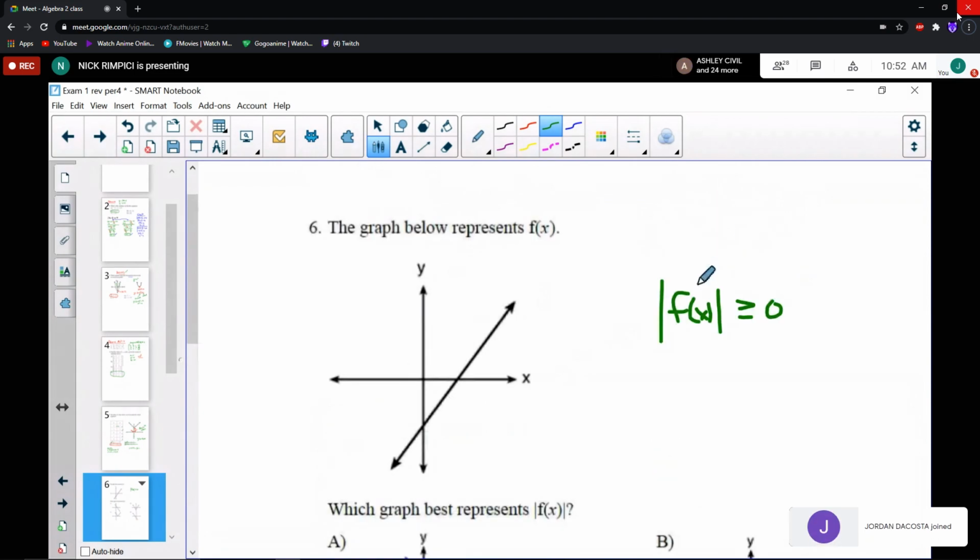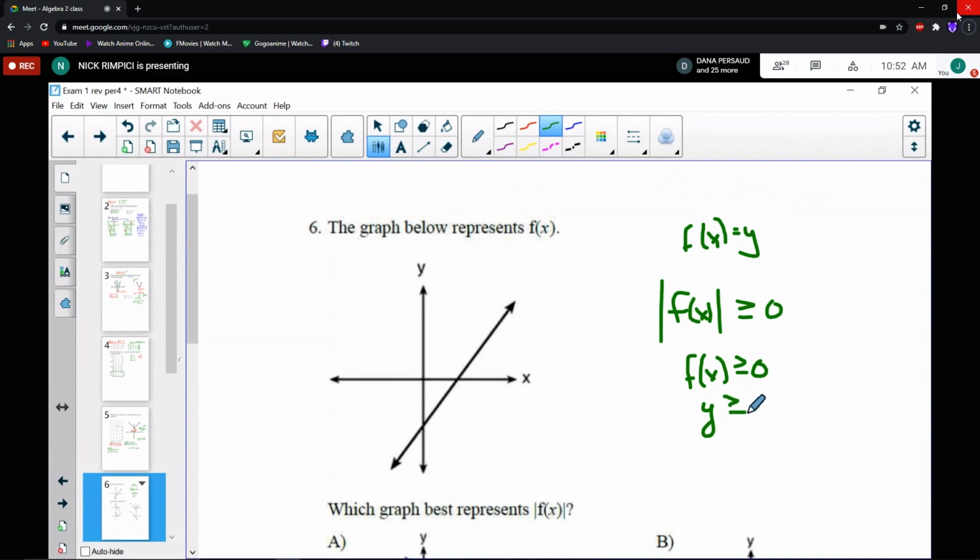Now, if you go back to earlier in the year, we learned that f of x is another way of just saying y. It's the same thing. So basically, f of x, because of this, has to always be bigger than 0, which means y has to always be bigger than or equal to 0, because f of x and y are the same thing. So, in other words, no matter what I put in here, my answers are going to be positive answers.